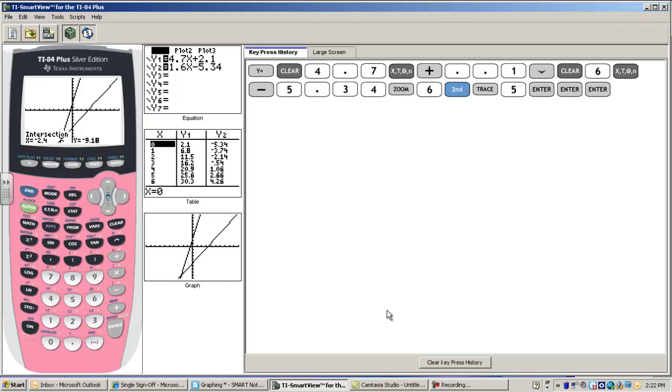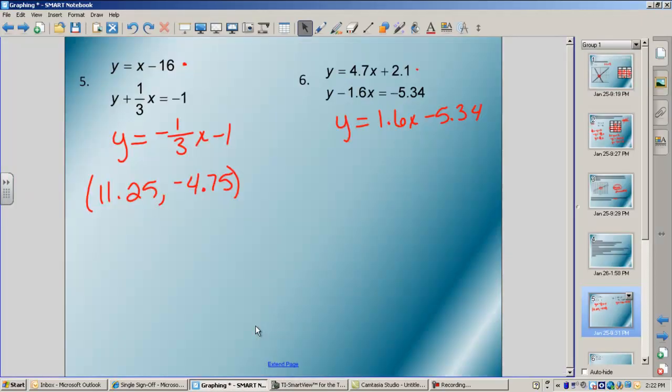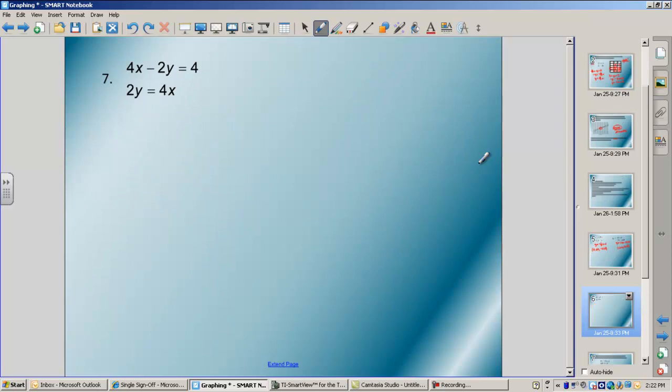These don't have long, nasty decimals, so we'll just leave them like they are. So negative 2.4 and negative 9.18. So my solution to this one is negative 2.4 and negative 9.18. You could have done this using elimination or substitution, but with all those decimals, who wants to mess with that? So now we know how to use the calculator to do it. So let's do one more.